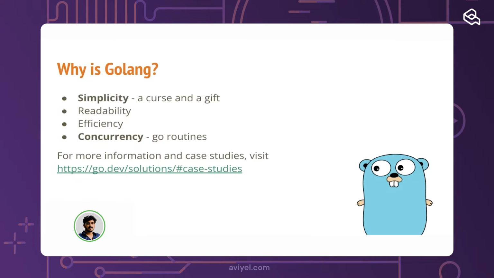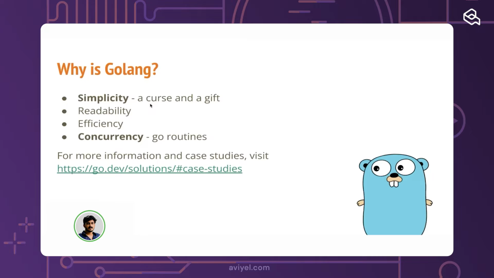Let's get moving. So why is Golang special? There are a lot of other languages, and why a new language? Why make it a big deal? So basically, these are the main things: simplicity, readability, efficiency, and concurrency. However, again, emphasizing on concurrency and simplicity.